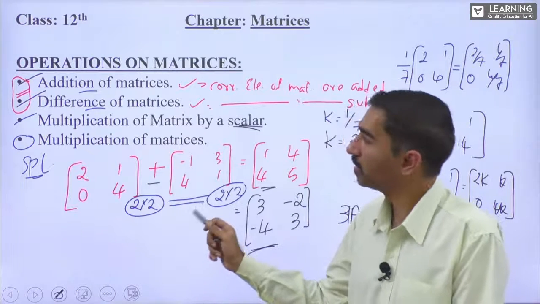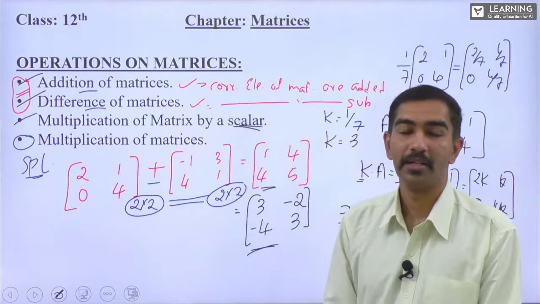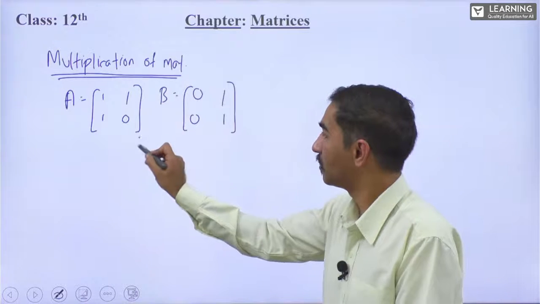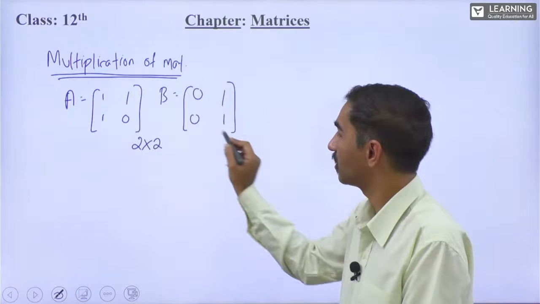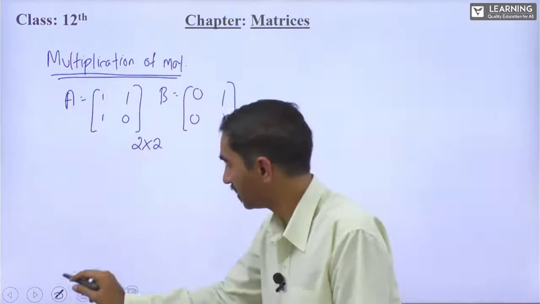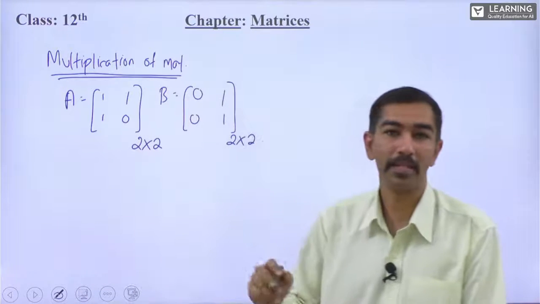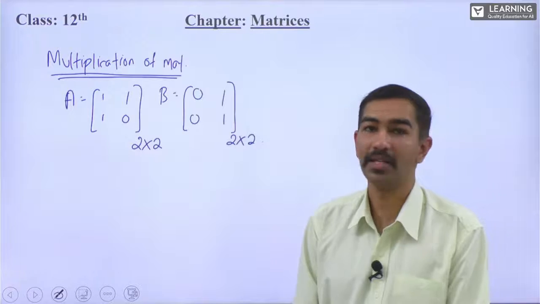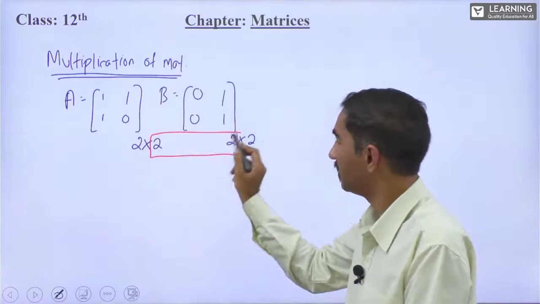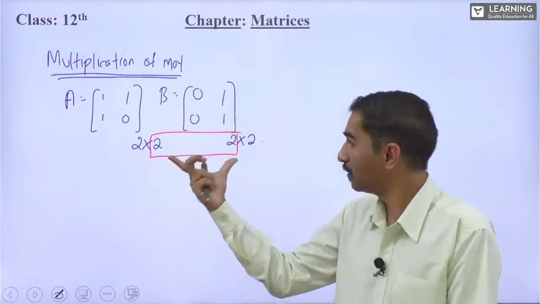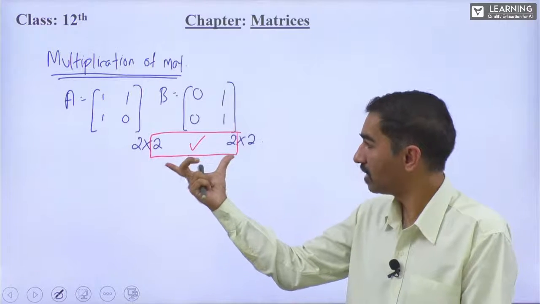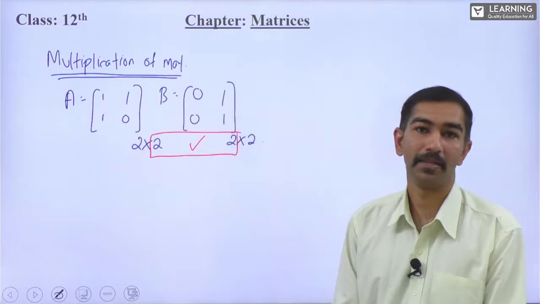But this does not hold good for multiplication of matrices. So then what holds good for multiplication of matrices? We'll see that. So here what is the order, students? 2 cross 2. And what is the order here? 2 cross 2 as well. So both are same. The condition which must be satisfied for matrix multiplication to be carried out successfully is that these both numbers must be same. See these both numbers. If these both are same, then you can multiply. If these both are not same, then you cannot multiply.